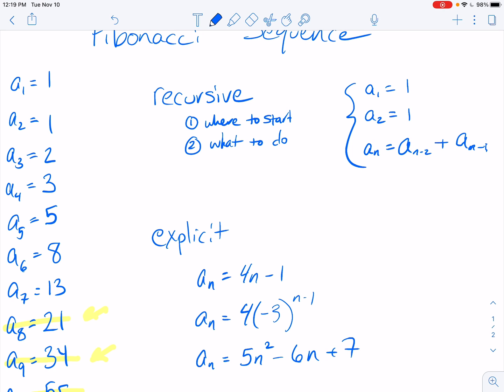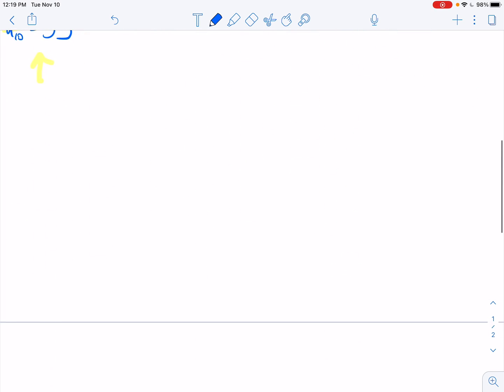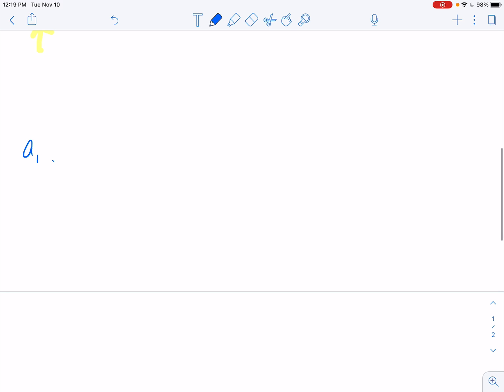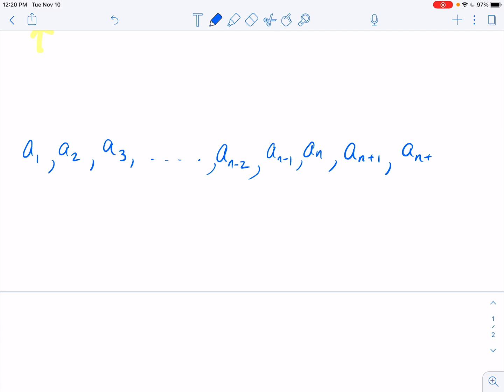Keep in mind, if I were to write out all of my terms, I have my first term, my second term, my third term. Somewhere out here is the nth term. Well, what came right before that? The a sub n minus 1. What came right before that? a sub n minus 2. So that's 2 terms before the nth term. What would come after the nth term? a sub n plus 1. What comes after that one? One more past that is a sub n plus 2.